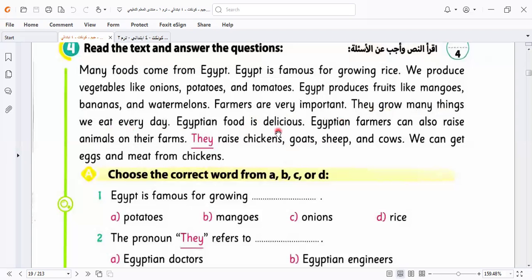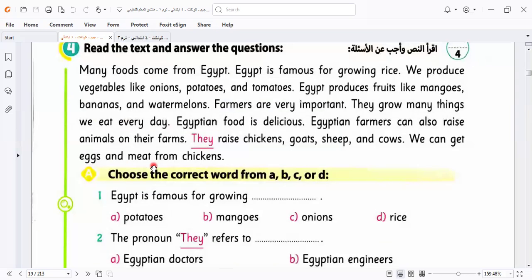Egyptian food is delicious. Egyptian farmers can also raise animals on their farms. Here he will ask about "they", so we must know what the pronoun "they" refers to. They raise chickens, goats, sheep, and cows. We can get eggs and meat from chickens.